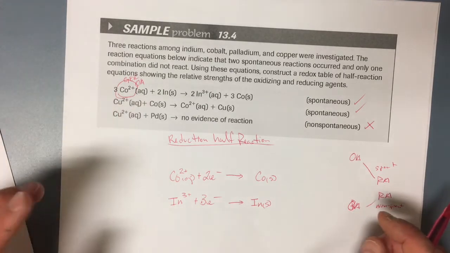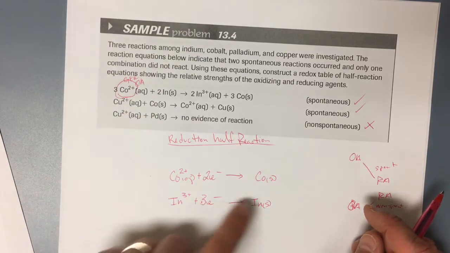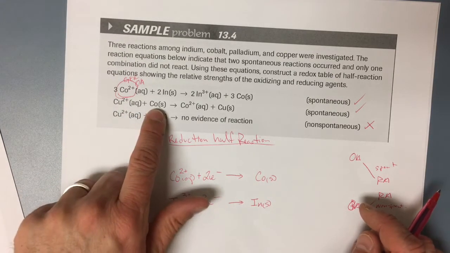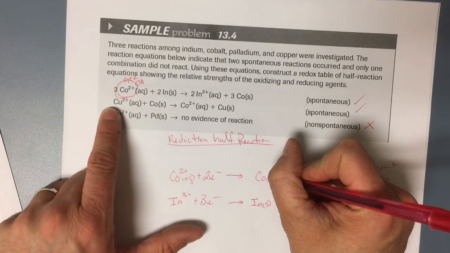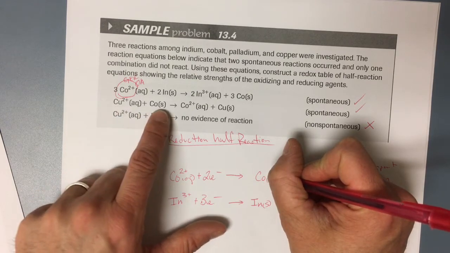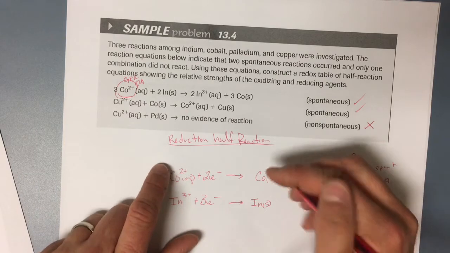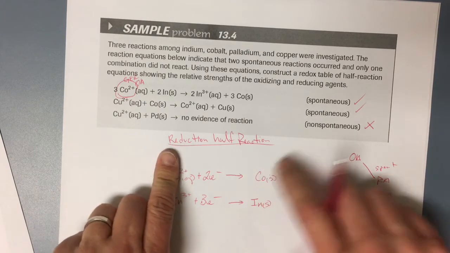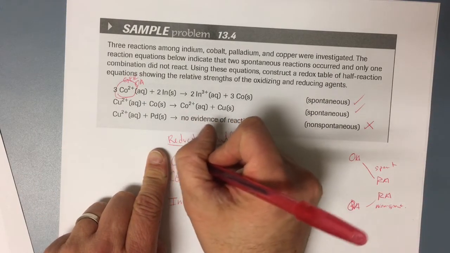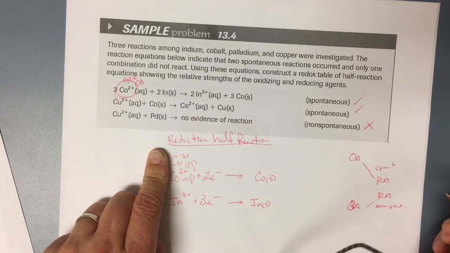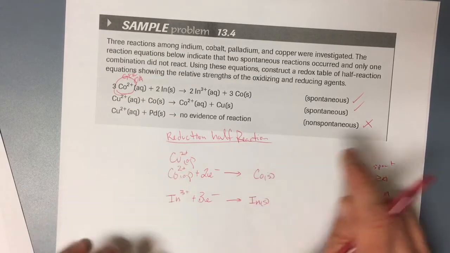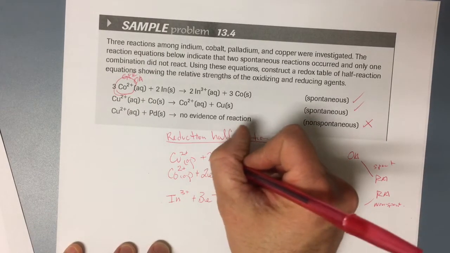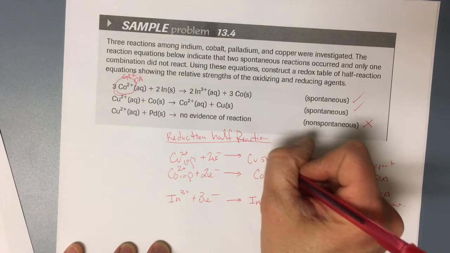Then the next thing is my next reaction has to have one of these chemicals in it. And you'll see that cobalt solid is here. Copper 2, the oxidizing agent, is spontaneously reacting with cobalt. So if cobalt is my reducing agent, my oxidizing agent, copper 2 ion, must go above it, right? Because this is a spontaneous reaction. So it goes above it. Copper 2 plus 2 electrons makes copper solid.